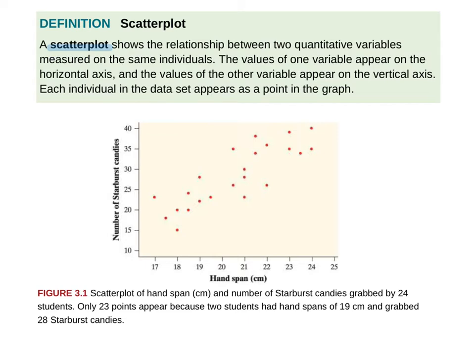All right, so now we're getting into the meat of this video. What's a scatterplot? Well, here's what it does. A scatterplot shows the relationship between two quantitative variables measured on the same individuals. The value of one variable appears on the horizontal axis, and the values of the other appear on the vertical axis. Each individual in the data set appears as a point on the graph. I bet you've seen a scatterplot before. It's literally what it sounds like.